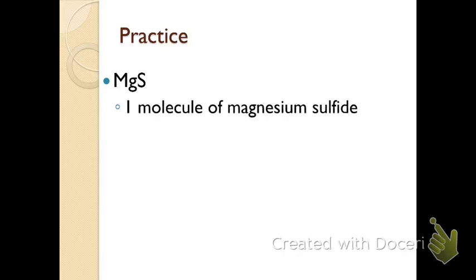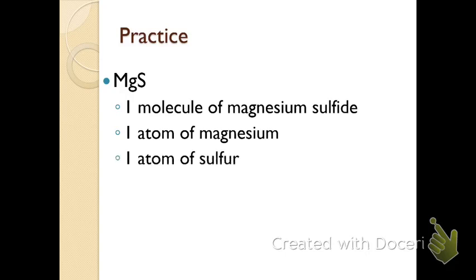There is 1 molecule of magnesium sulfide because, again, there's no coefficient in front of that. Each magnesium sulfide has 1 atom of magnesium and 1 atom of sulfur. Pause it if you need to write clarifying questions. If you got that correct, excellent.